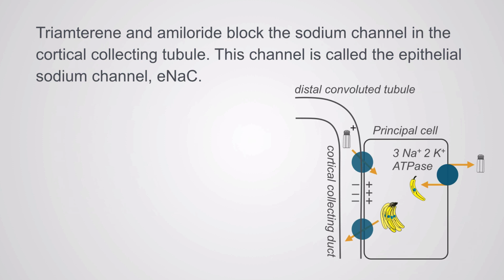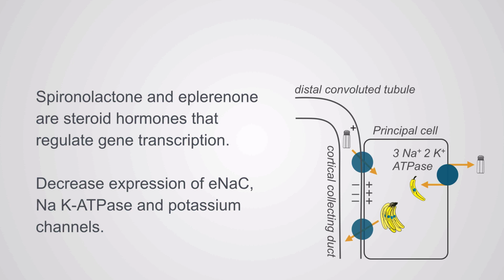Triamterene and amiloride block the sodium channel in the cortical collecting tubule. This channel is called the epithelial sodium channel, or ENaC, and is essential for the secretion of potassium. If it is blocked, no potassium can be secreted by the principal cell. Spironolactone and eplerenone are steroid hormones that regulate gene transcription. They decrease the expression of ENaC, sodium potassium ATPase, and the potassium channels required for potassium excretion in the principal cell.